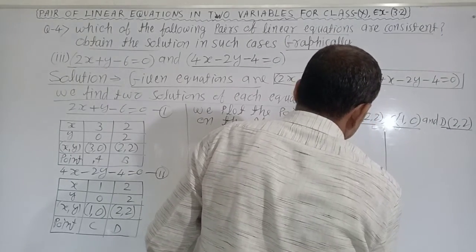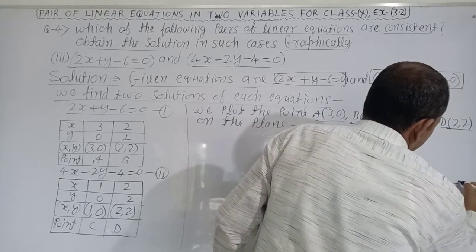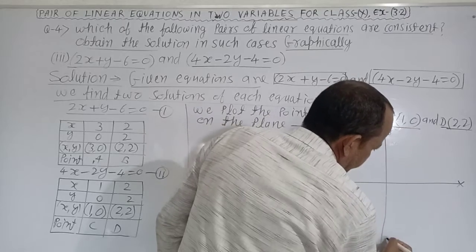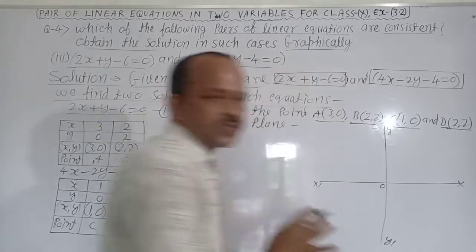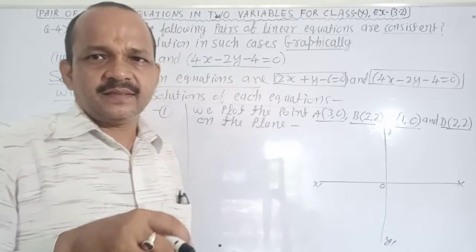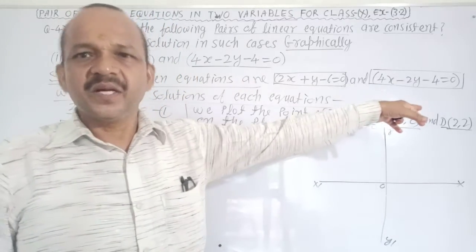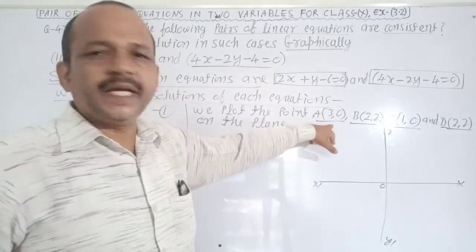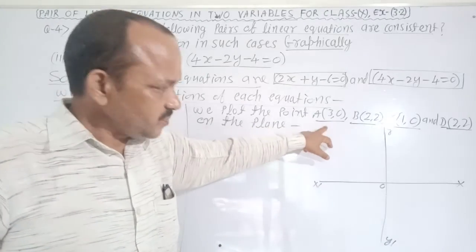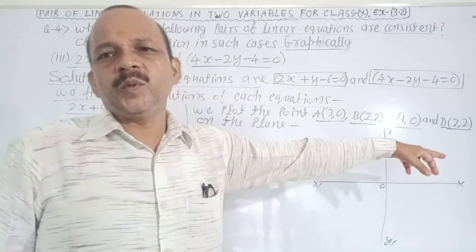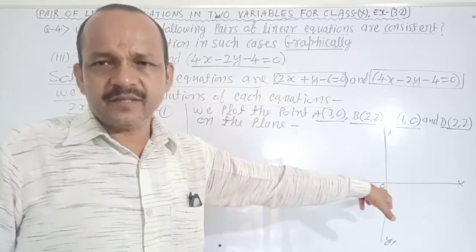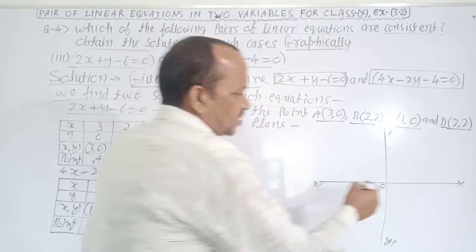Here x dash, y dash, origin. It is your Cartesian plane. You plot points A, B, C, D. Firstly, you plot point A, coordinate 3 and 0. 3 on the x-axis in the positive direction. 0 on the y-axis means at the origin. Clear?